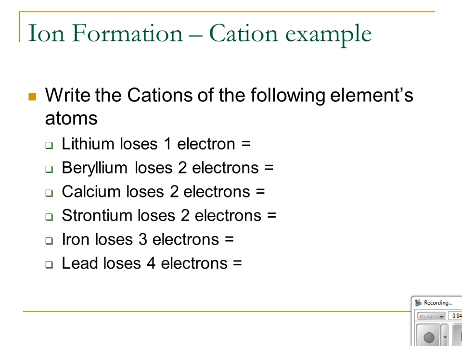Because this example is showing we're dealing with cations and we're talking about losing electrons, all these examples should have a positive charge. And they have the positive charge of how many electrons they're losing. For example, calcium is going to have a 2+ charge, so it should be, and I'll give you this one, Ca2+.